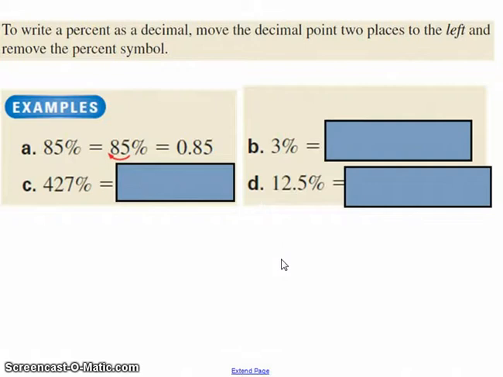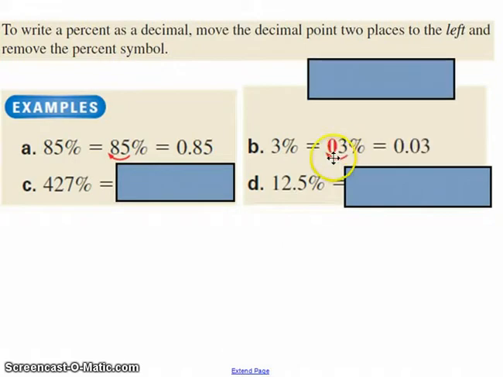Okay, I'm going to assume that you've done it. Here are the answers. To move the decimal 2 to the left, well, there is no number in front of the 3, but you can always put zeros in front of numbers if you want to. So I've put that there, and now I've got 0.03, and that's my answer, without the percent sign in there any longer.